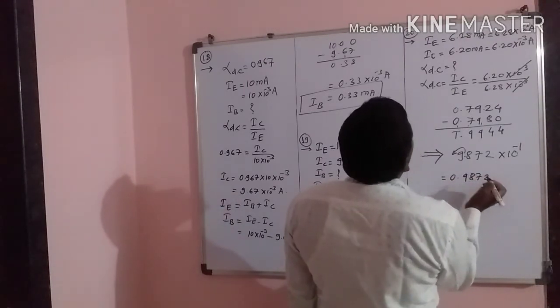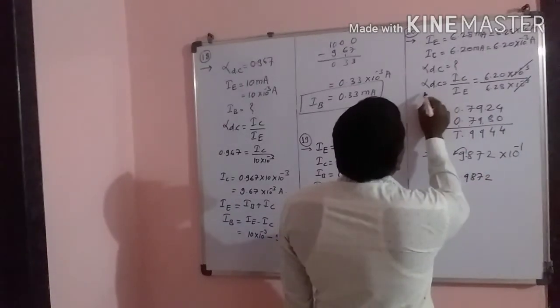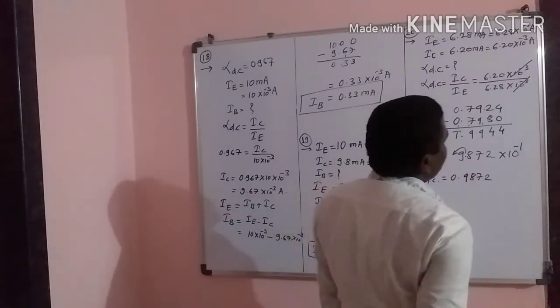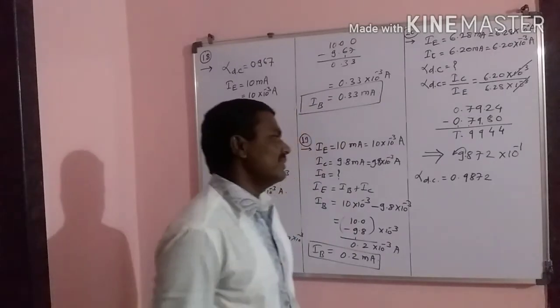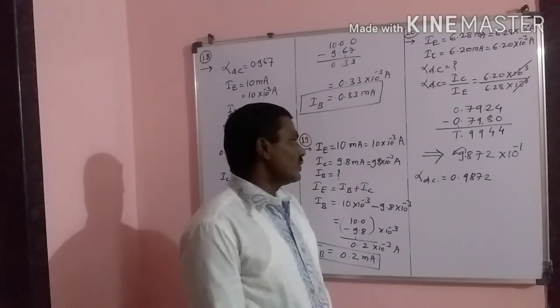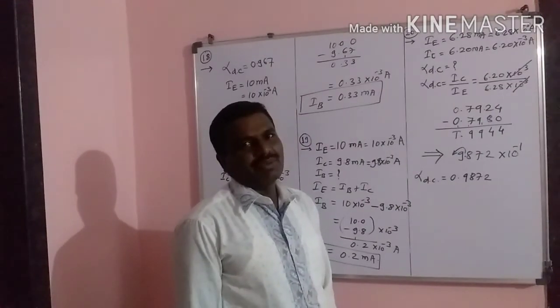0.9872, and this is the common base current gain alpha DC. It is the ratio of the same physical quantity, so it is a pure number. The common base current gain alpha DC is equal to 0.9872. Thank you.